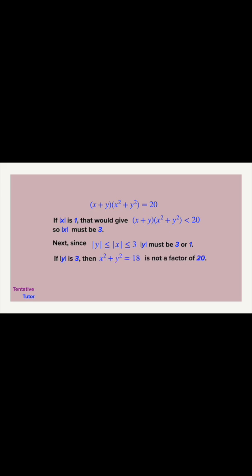If it's 3, then x squared plus y squared would be 18. And that's not a factor of 20. So the absolute value of y must be 1. So we're left with the absolute value of x being 3 and that of y being 1. But since x plus y is positive, we get that x is equal to 3.